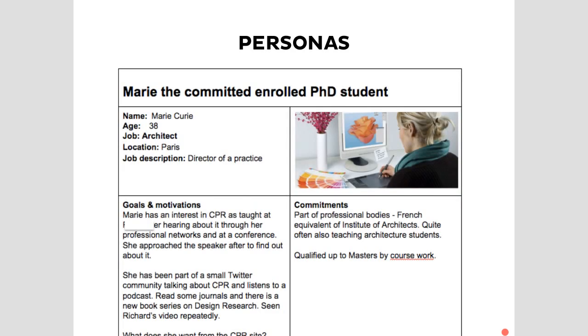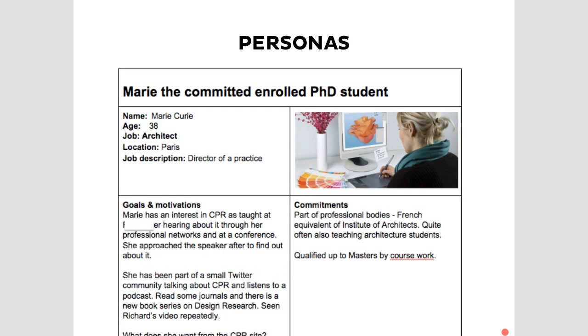I forgot that I'd actually included an example, but this is one of the examples that we've used for an open course. It is most definitely not a MOOC. We have decided it is just an open course, which is around creative research practice for architects. And this is one of the personas that we created there.